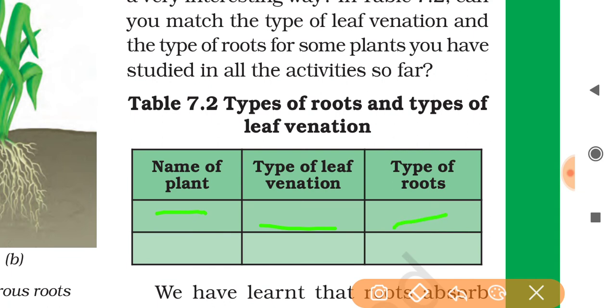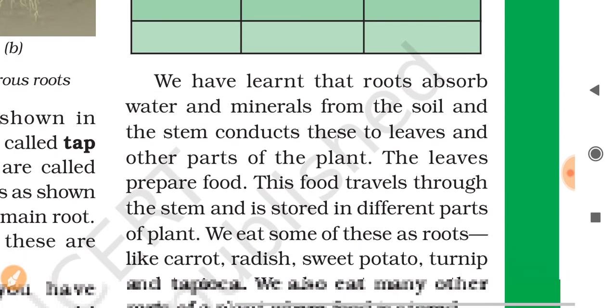Then you have to write the type of root. Okay, mainly in plants with reticulate venation you can see the taproot, and the adventitious root or fibrous root you will see in the plants which have parallel venation. Okay, this is a hint for you, and I know that you can easily do it now.